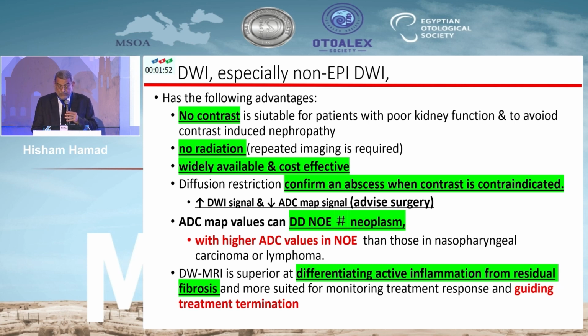Diffusion restriction confirms abscess formation when contrast is contraindicated, by having a high diffusion-weighted signal and low ADC map signal. In this case, this is an indication for surgery. Also, ADC mapping values can differentiate between malignant tumor and infection, as higher ADC values are seen in necrotizing otitis externa than in esophageal carcinoma or lymphoma, which is another indication for surgery to take a biopsy.